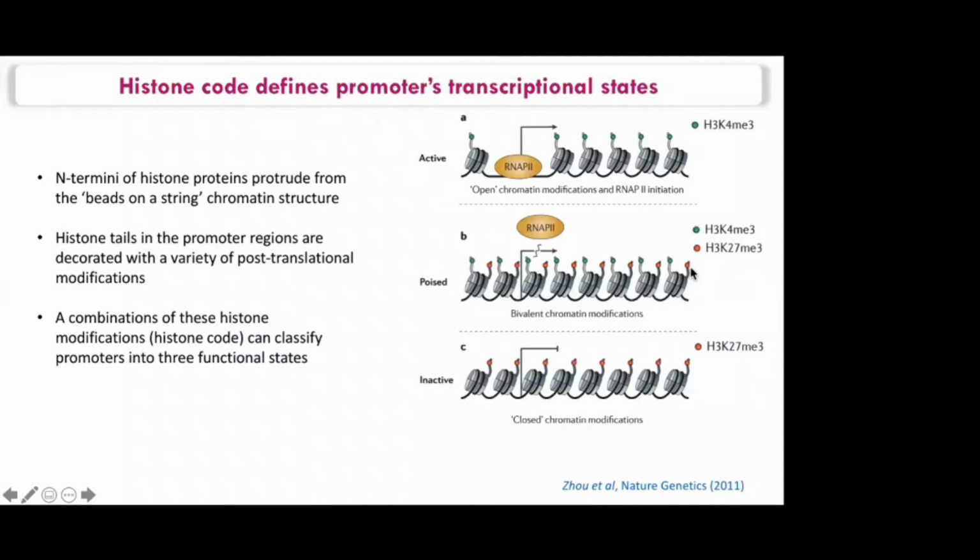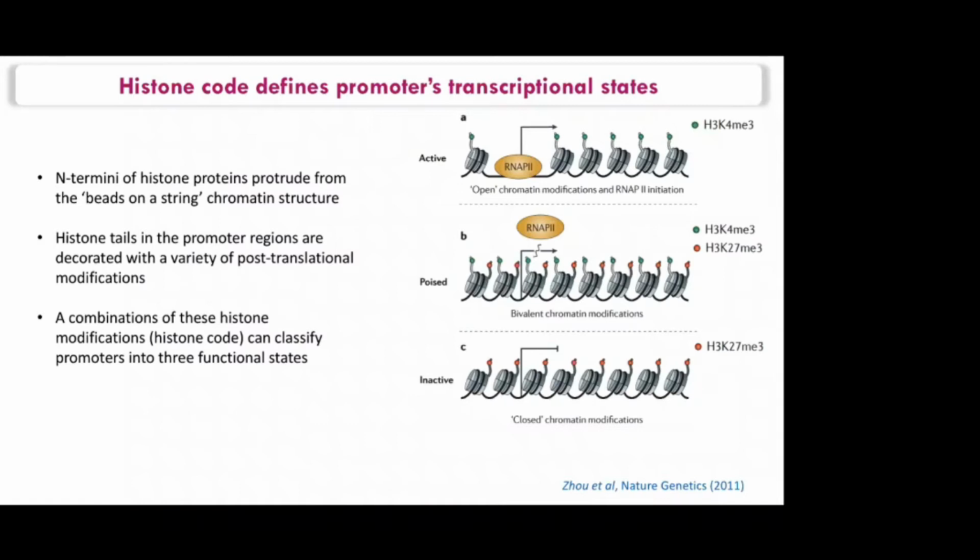And these contain contrasting or opposing histone modifications. So as you can see, the active mark H3K4 trimethylation and K27 trimethylation, the repressive mark. And these kind of poised promoters are really important for developmentally regulated genes, for example, transcription factors that are required for differentiation of stem cells or during embryonic development.